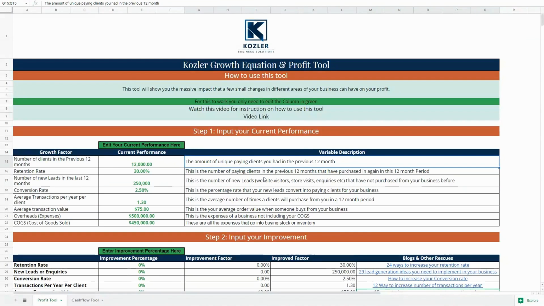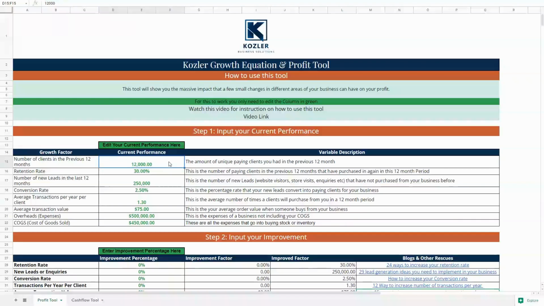The first thing we need to look at is your previous 12 months of clients. So how many people purchased from you over the 12 months before the last 12 months? And then the next thing you want to look at is retention rate. Out of those 12,000 people in this specific business we're using, how many of them shopped with you in the last 12 months? How many of them were retained and actually continue to do business with you?